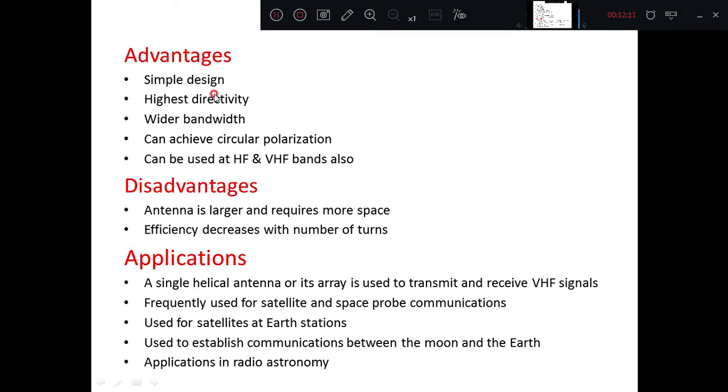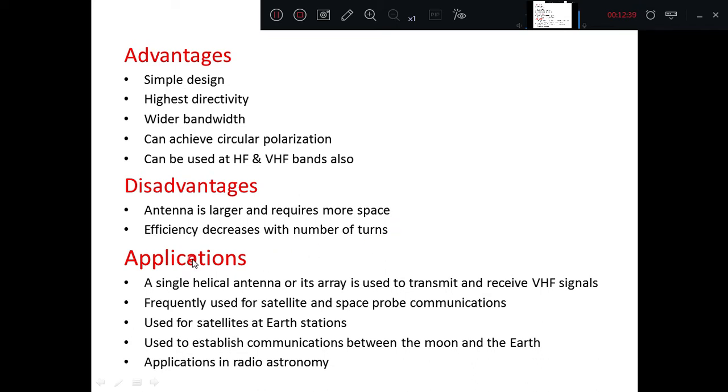These are some advantages and disadvantages of the helix antenna. It is simple to design, has high directivity and wider bandwidth, can achieve circular polarization, and can be used at high frequency and very high frequency bands. The disadvantage is that the structure is very large and requires more space to implement. Efficiency decreases with the number of turns, right?